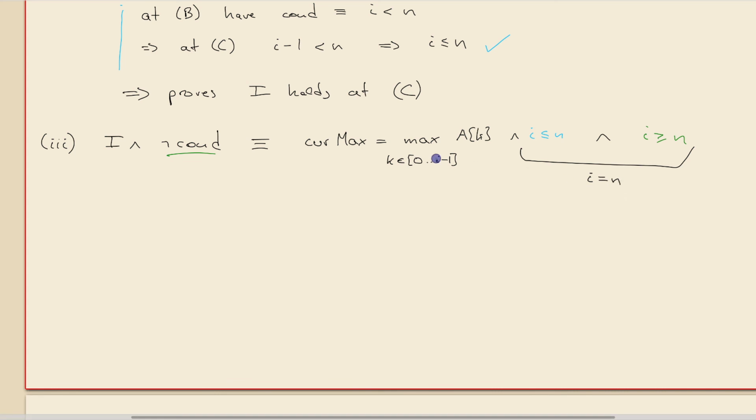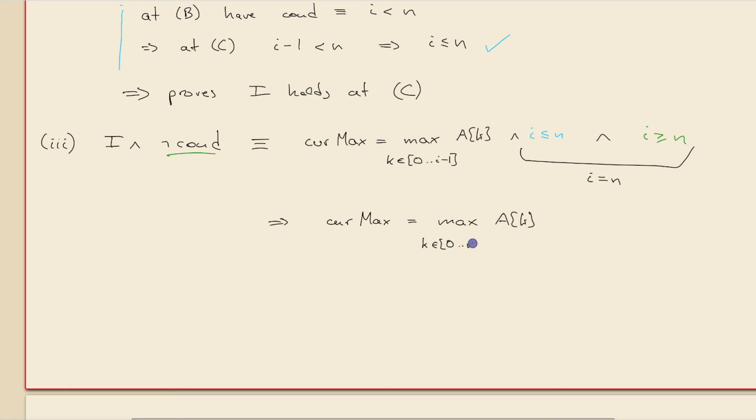And then if you insert n in here, you get the statement that current max is the same as taking the max over the entire array, because we're letting k go from 0 up to n minus 1. So this is true at the end of the code, and intuitively that's what we wanted, because that's the maximum of the array. Okay?